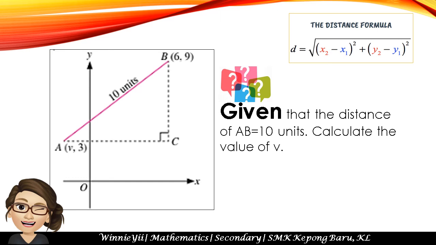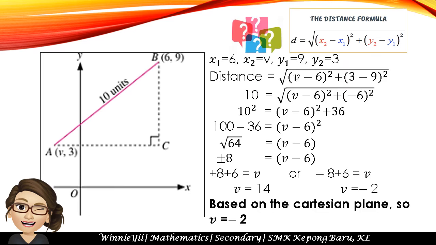Teacher, it is difficult. I have no idea how to solve it. Let us check the answer together. We substitute the values into the formula. In the end, we get two answers, 14 and -2. We look back at the Cartesian plane. So the final answer of v is -2, as it is in quadrant 2.